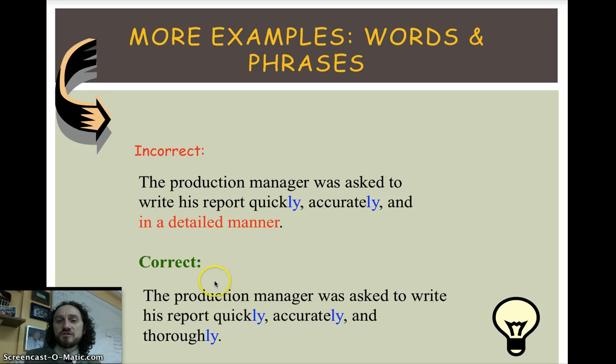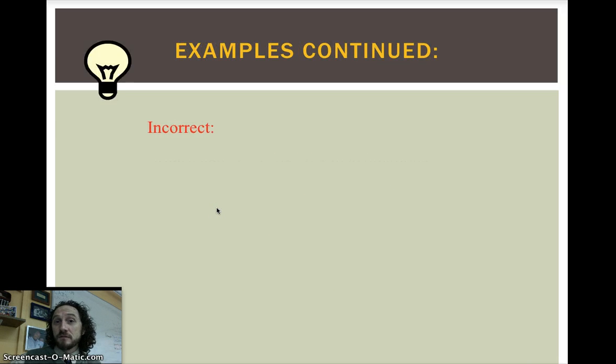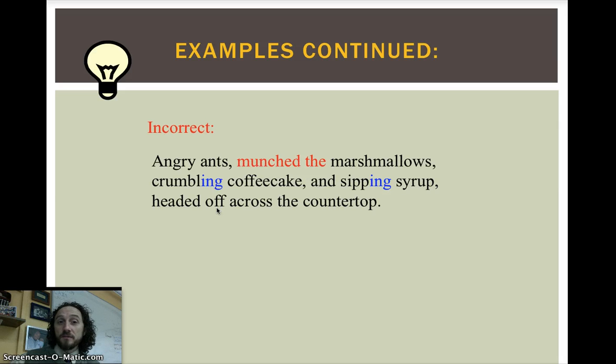And generally, you usually follow whatever the first or second one is, but not always. And this is an example here. Angry ants munched the marshmallows, crumbling coffee cake, and sipping syrup, headed off across the countertop. Now, all three of these things tell us more about what the ants are doing. They're describing the ants.